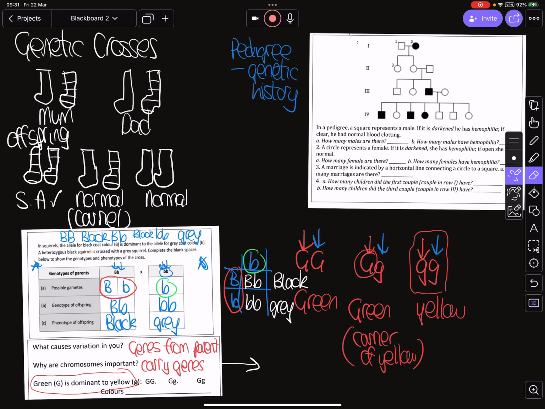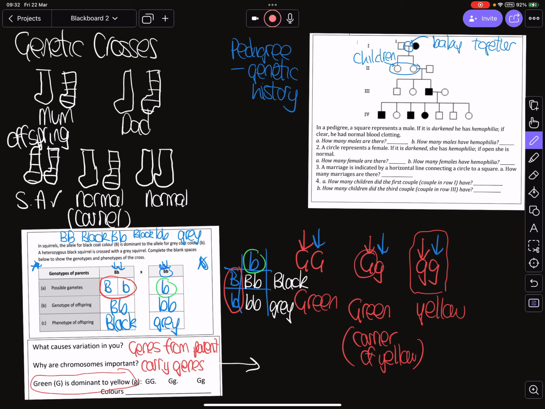So if the line joins across like so up here, then these parents have had a baby together. When the line drops down, here, these are the children. And sometimes you have to look at the children to figure out what is the genetics of the parent. So in a pedigree, a square represents a male. If it's darkened, he has hemophilia, and if it's clear, he has normal blood clotting.